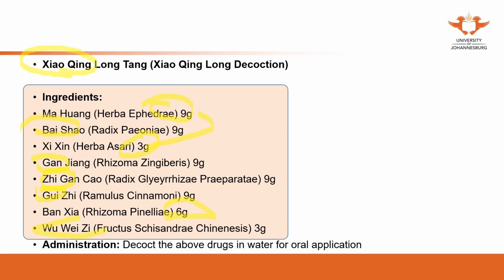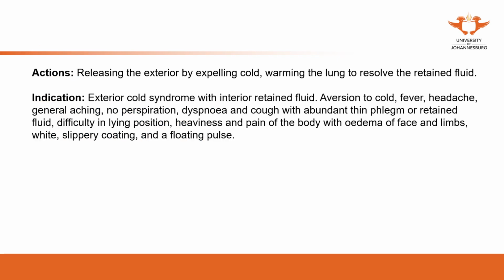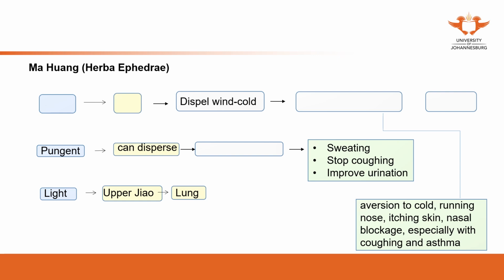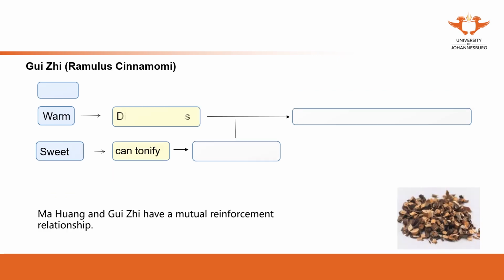五味子 is sour. It can astringe, and it can also be used for cough, to stop coughing. The function of 小青龙汤 is releasing the exterior by expelling the cold and warming the lung. 麻黄, same as previously, can be used for wind-cold syndrome. In this situation, we will use 桂枝. 麻黄 and 桂枝 are mutually reinforcing.